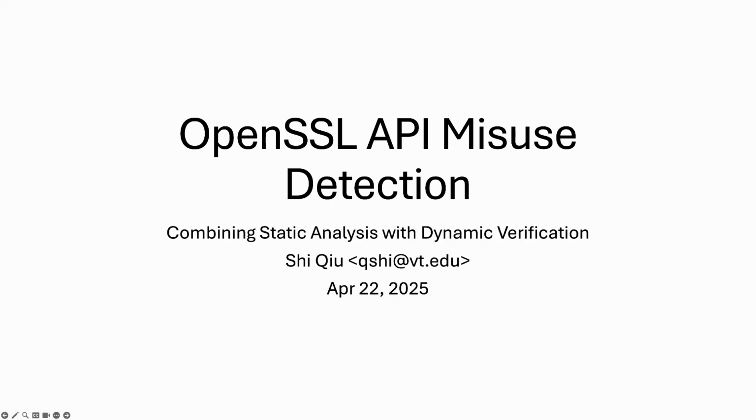Hi everyone, my name is Shiqiu, and today I want to talk about a critical aspect of software security, API misuse detection. And today we are using OpenSSL as an example.